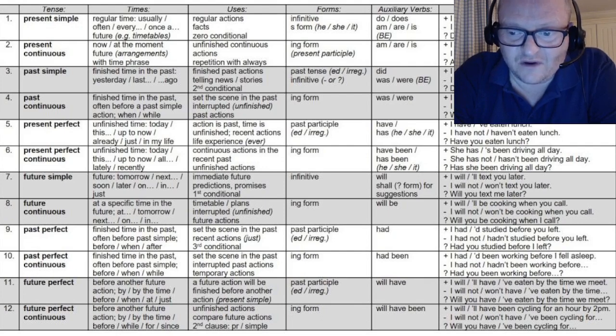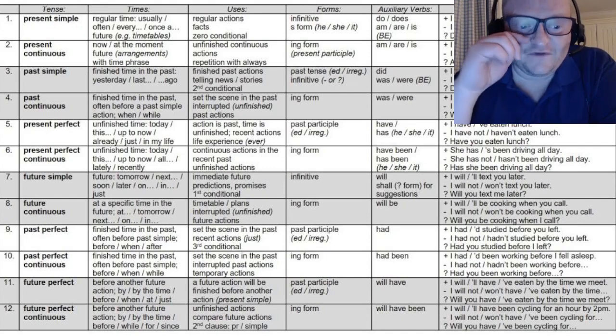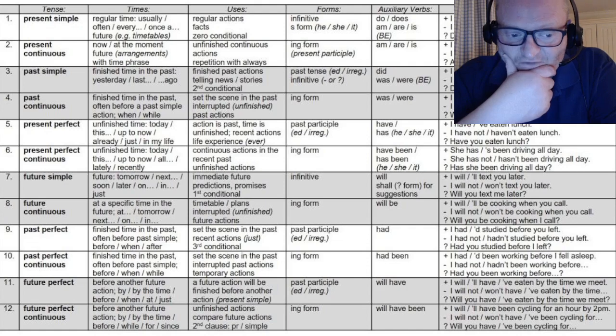We use the reduced form of will have. We don't say the full form. It's too many unstressed syllables to stress. Will have eaten. Will you have eaten by 2 o'clock? Yes, I think so. I don't know what time I will finish eating. Maybe it's 1:30, 1:45. In future perfect continuous, the actions are unfinished.